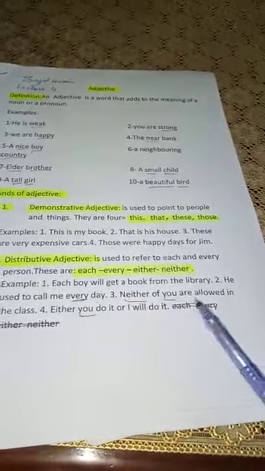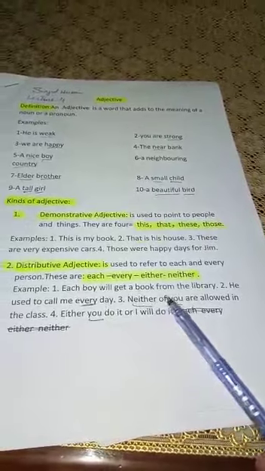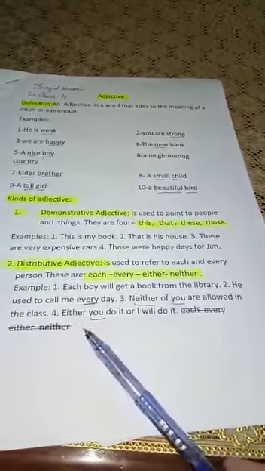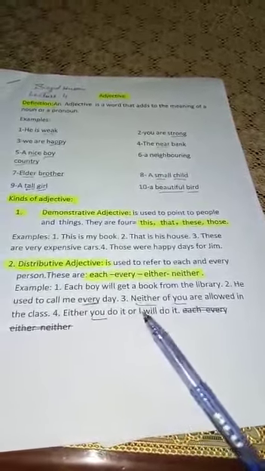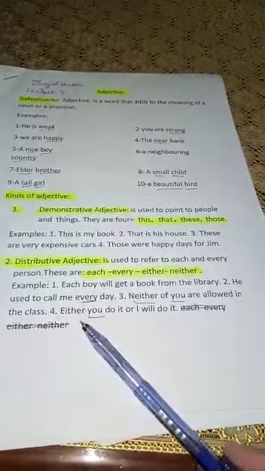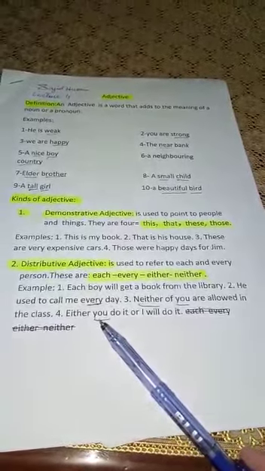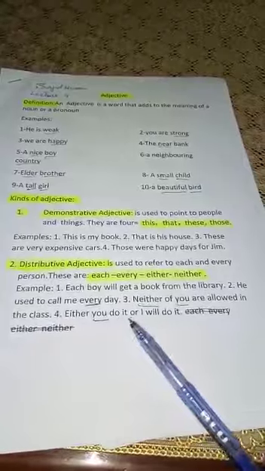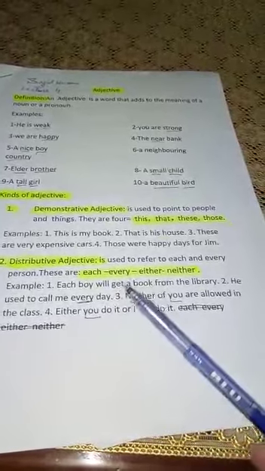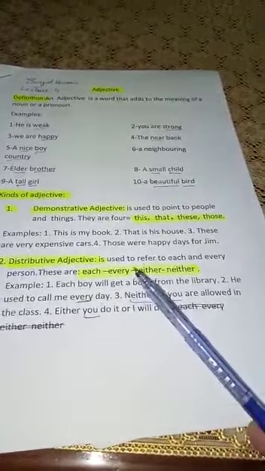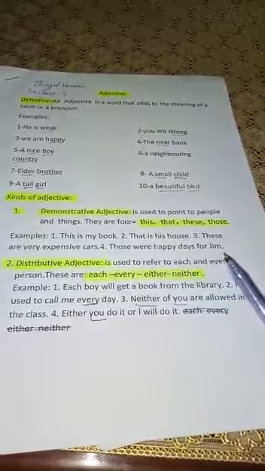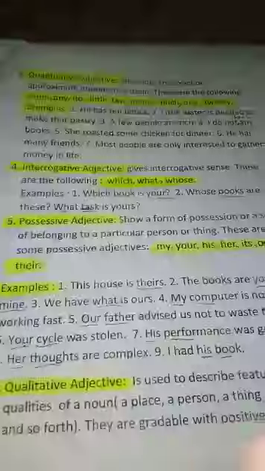Neither of you. Neither adds to the meaning of the pronoun you. Either you do it or I will. Either adds to the meaning of the pronouns used in this sentence, you and I. So these are distributive adjectives, which are used to refer to each and every person.